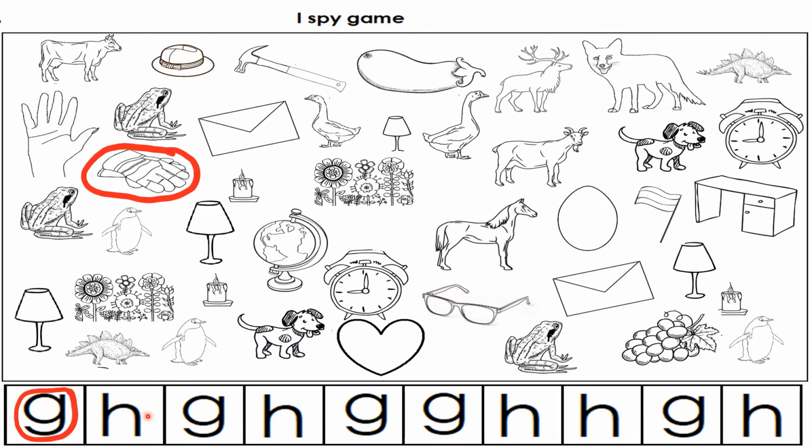Now I spy with my little eye something that starts with H. Let's find something that starts with H. Hammer. H. Circle that. We are done with this H. We are going to circle that too. Now you are going to find the rest of the pictures that start with G and H and circle them. When you are done, you can move on to the next one.